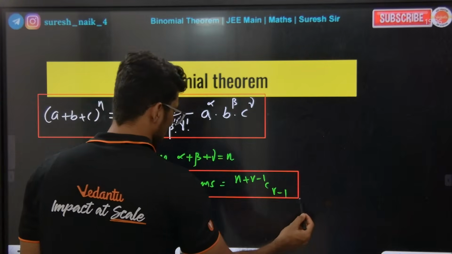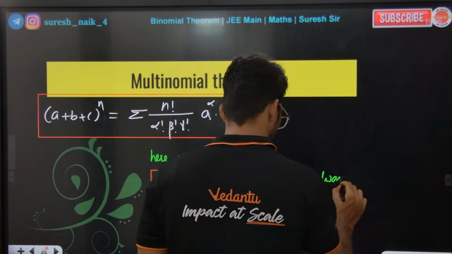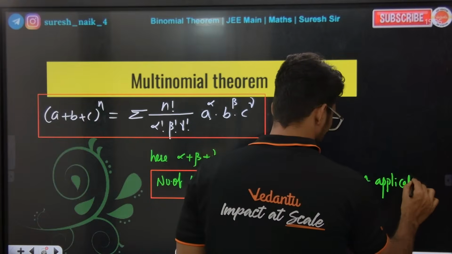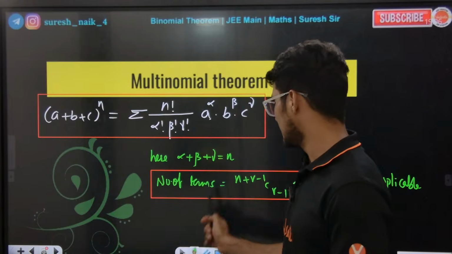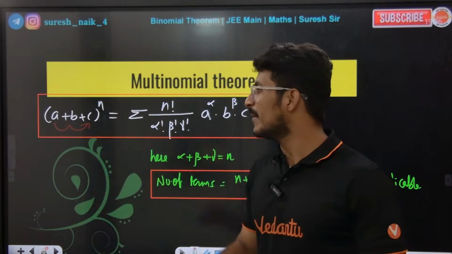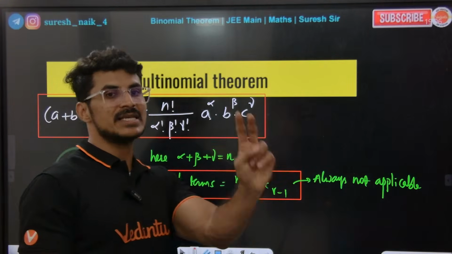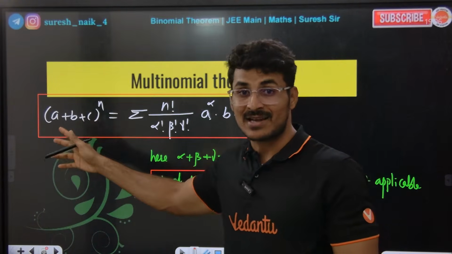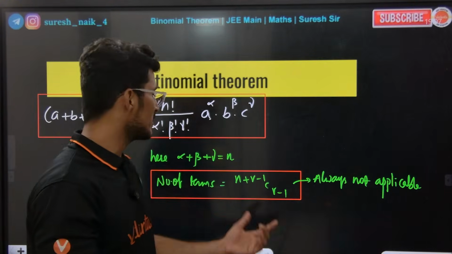But in fact this is not always applicable. Are you getting the point? This formula is applicable only if all three terms are distinct. A, B, C must all be different. Different means what? They must be independent. I cannot have, for example, 1 plus x square. In that case the number of terms formula does not apply. A, B, C must all be different. Then only this formula is applicable here.